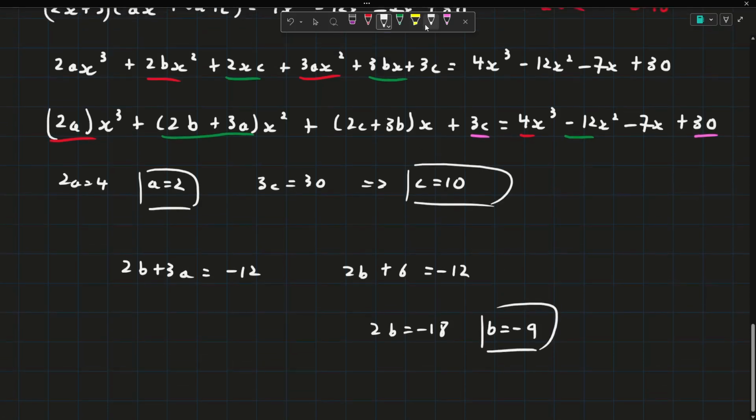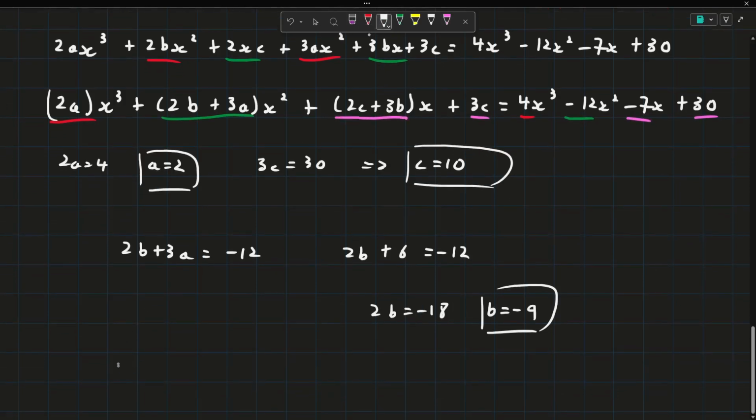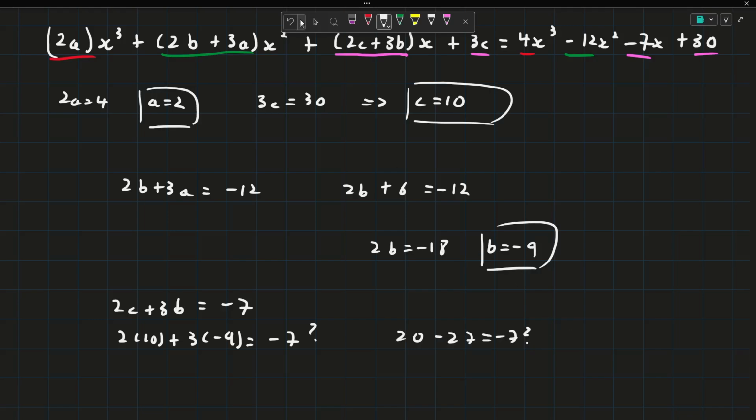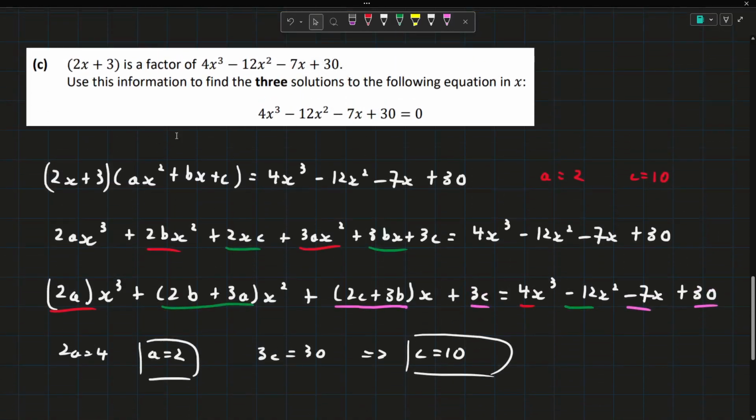And a good check we can do on these types of questions is to do the last one. Even though we already know a, b, and c, this will check to see if we're right. So we know that 2c plus 3b will be equal to minus 7. Let's see if that's true. So 2c is 2 times 10, plus 3b is 3 times minus 9, equals minus 7. Is that true? Well, let's check. We'll have 20 minus 27 equals minus 7. And that is indeed true. So we know that we haven't made a mistake so far, or we probably haven't.